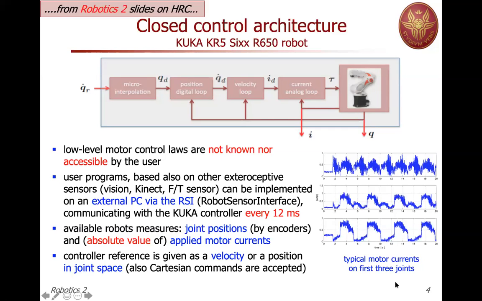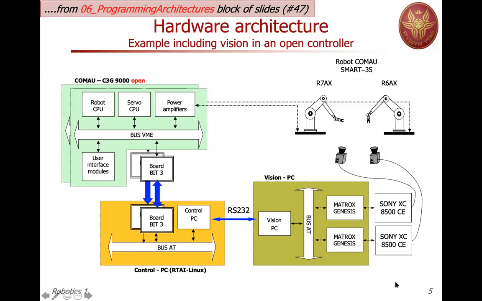And you can see on the right-hand side a typical motor current profile of the first three joints over an interval of 20 seconds. So this is the closed control architecture that we have to deal with. And we can command only q dot, but remember that what is actually moving the robot are torques produced by the motors. So this is another scheme, and then we will resume the standard presentation.